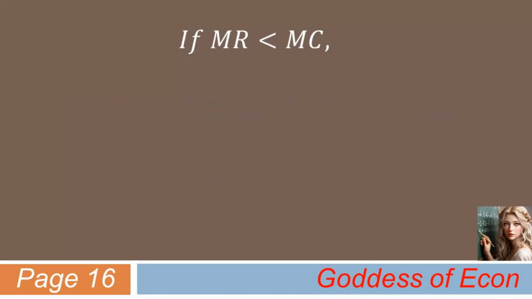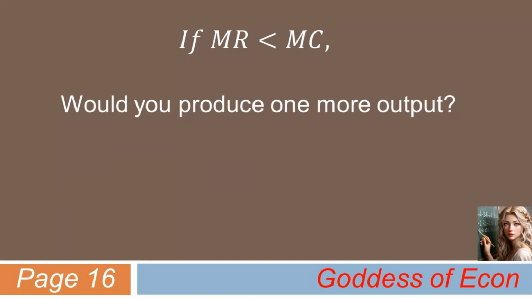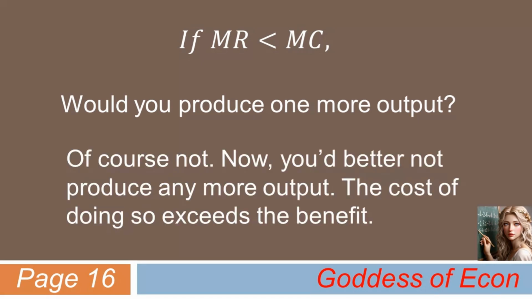Now, what if MC has risen to the level where it is even higher than MR? Would you produce one more output? Well, of course not. Now, you'd better not produce any more output. The cost of doing so exceeds the benefit. You will lose money if you keep producing. So what all this suggests is that the firm will keep producing only until it reaches the point where MR equals MC. Beyond that point, it will not produce any more output as it will lose money.